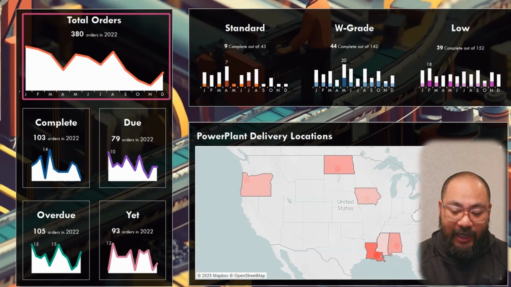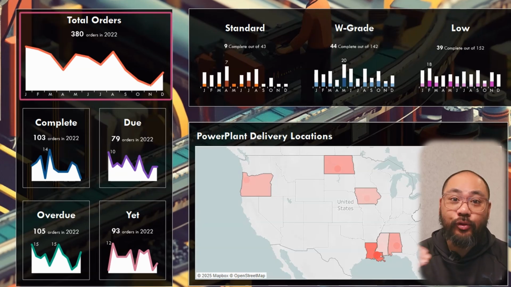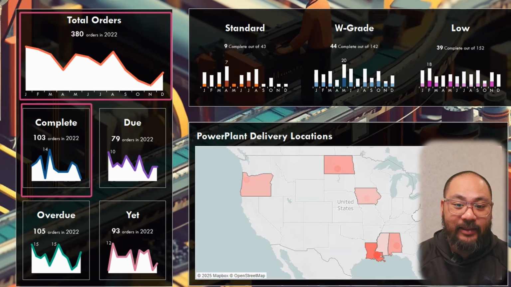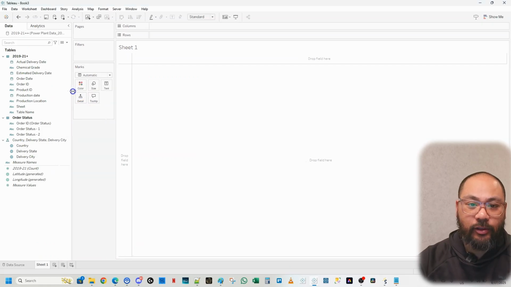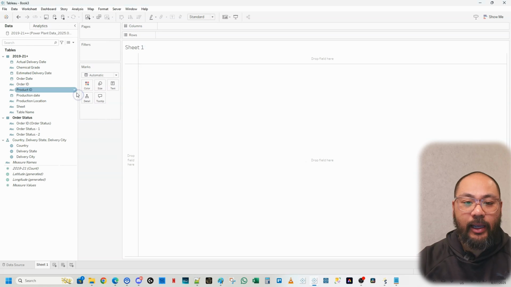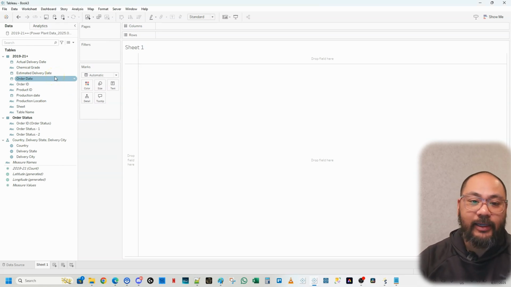That's it. So what we can actually do as a cheat is build this first one and then duplicate it 4 more times. And that saves so much time. So let's start with that. And here we go. So we've got the data set in here. And what we're going to do is build a simple line chart with a date.